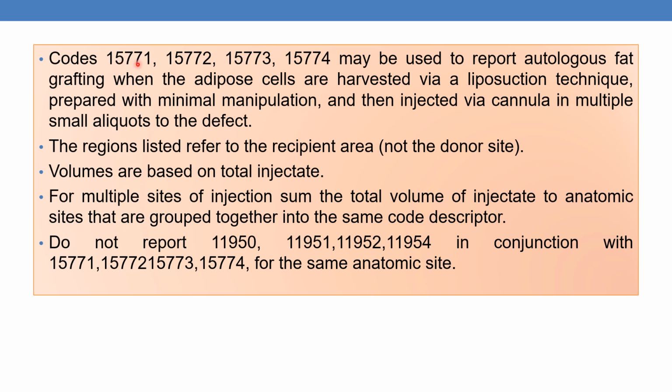And the codes in the range 15771, 772, 773, 774 may be used to report autologous fat grafting when the adipose cells are harvested via a liposuction technique, prepared with minimum manipulation and then injected via cannula into multiple small aliquots to the defect. And the regions listed refer to the recipient area, not the donor area. Volumes are based on total injectable, and for multiple sites of injection, sum the total volume of injectable to anatomical sites that are grouped together into the same code descriptor.